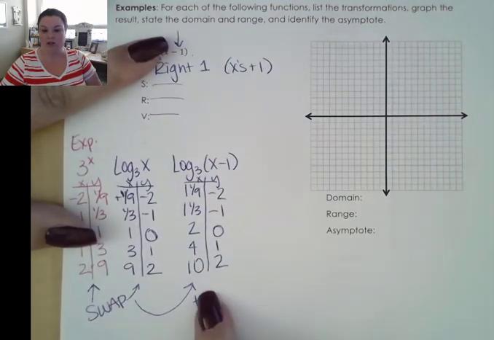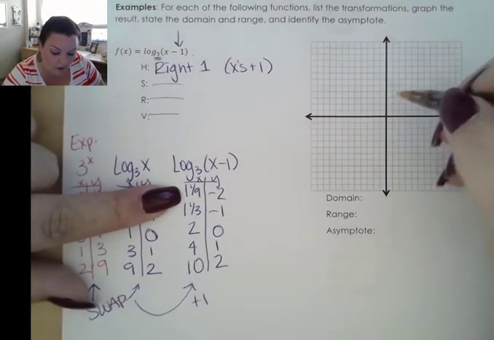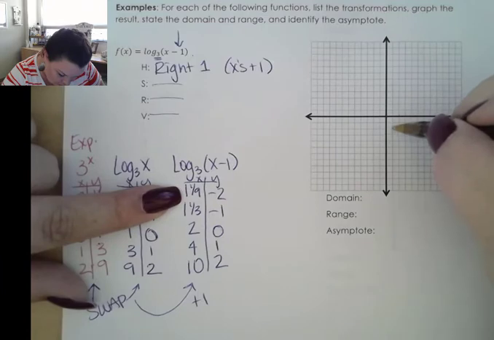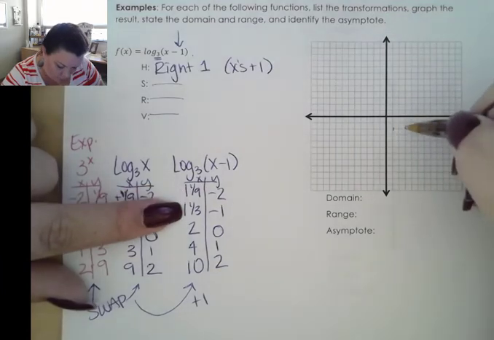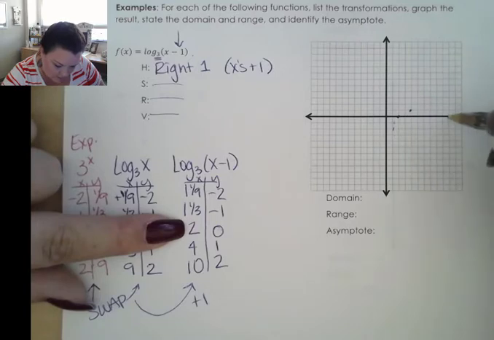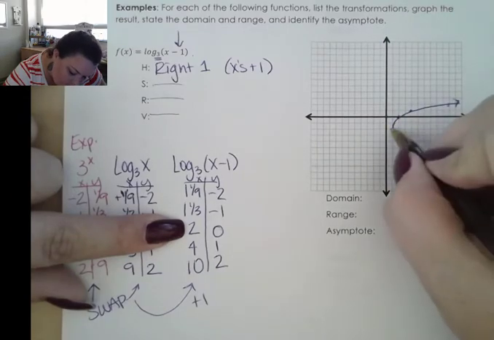And now we can plot it to see what our picture looks like. So at 1 1/9, which is just past 1, we're down at -2. At 1 1/3, we're at -1. At 2, we're at 0. At 4, we're up at 1. And at 10, we're up at 2. So it looks something like this, right?